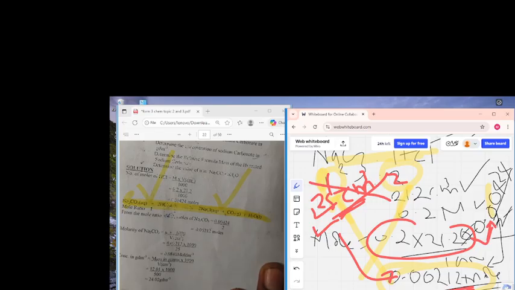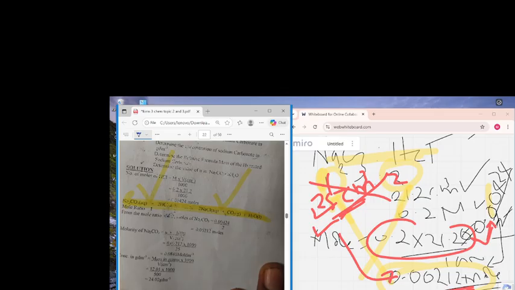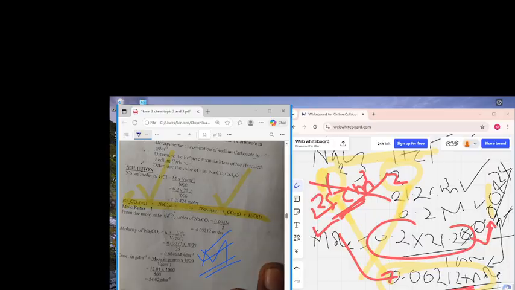Molarity inafanywa aje? Moles is equals to molarity times volume over 1000. We make molarity the subject of the formula. And the moment we make the molarity the subject of the formula, tunapata hivi sasa. So 0.022 times 1000 divided by 25. So and we get 0.8084 moles per decimeter cubed. That's the molarity. So after that, we are going to look for the concentration.